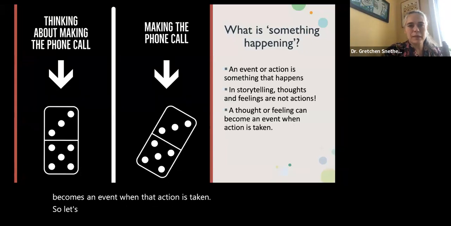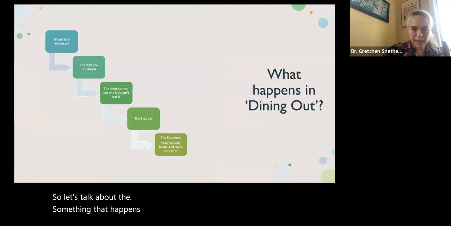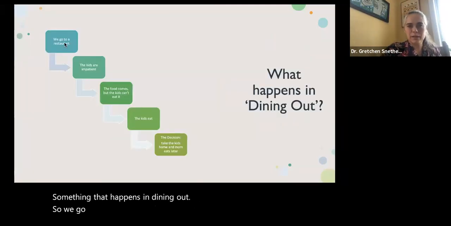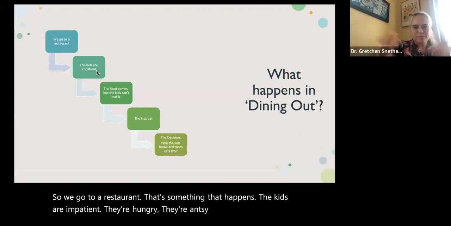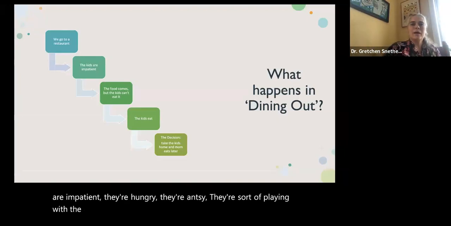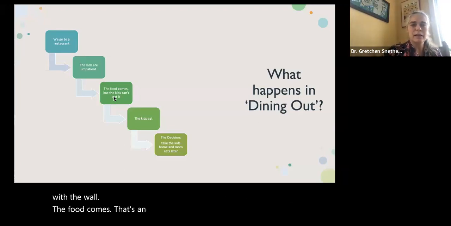So let's talk about something that happens in dining out. We go to a restaurant, that's something that happens. The kids are impatient. They're hungry, they're antsy, they're sort of playing with the wall. The food comes, that's an action, that's an event that occurred.